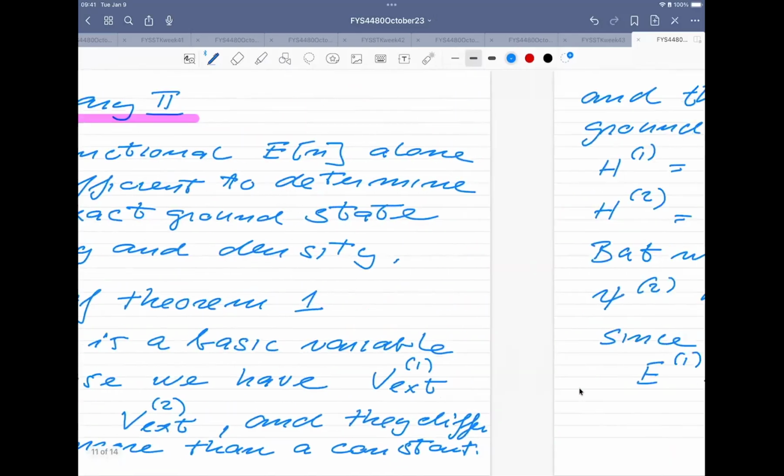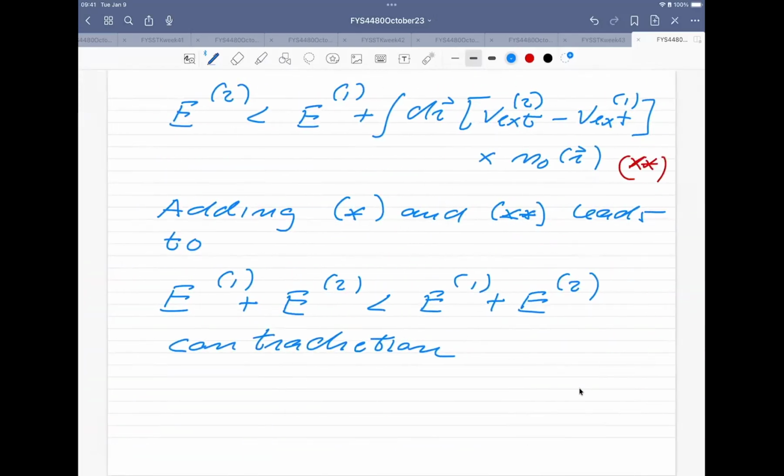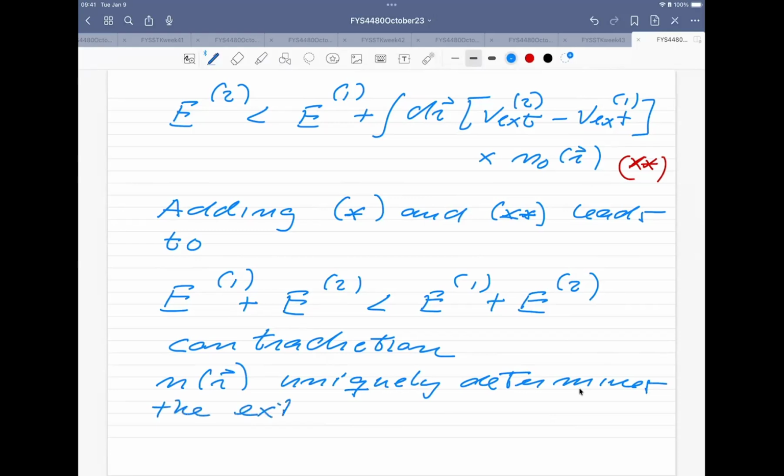So the consequence of this is that if we look at this theorem here, what we can say is that the density n of r, the one-body density, uniquely determines the external potential to within a constant.